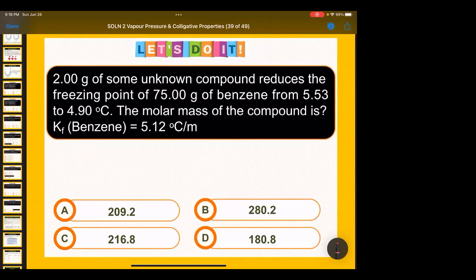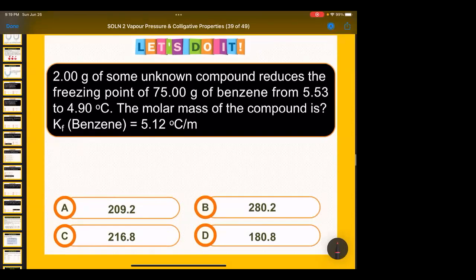So we were discussing freezing point depression last time, and we just discussed the theory. If you remember, we need to do some questions. This is the second question. The first question was very easy. So let's do this. 2 grams of an unknown compound reduces the freezing point of 75 grams of benzene from 5.53 to 4.9 degrees Celsius. What is the molar mass of the compound? This is the basic type of question which we can expect in any examination, and this is the purpose of studying freezing point depression.